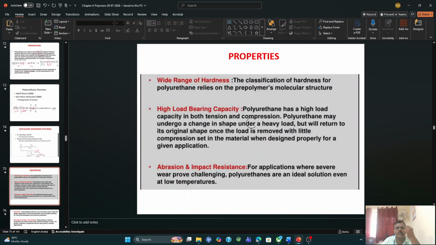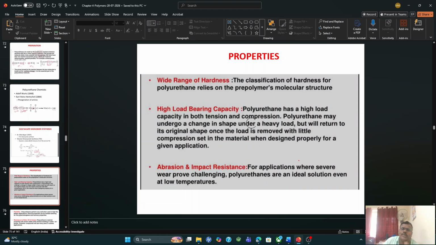And properties: it has a wide variety of properties. First, a wide range of hardness. The classification of hardness for polyurethane relies on the prepolymer's molecular structure. So based on the molecular structure, the hardness will be determined. The more the branches, the more the cross-links, or the more the polar groups that undergo the reactions, the more the hardness. High load bearing capacity.